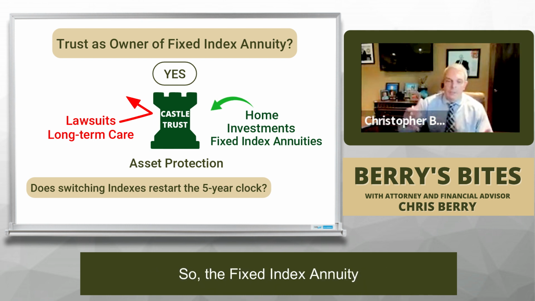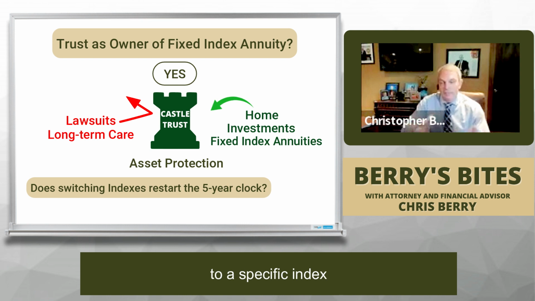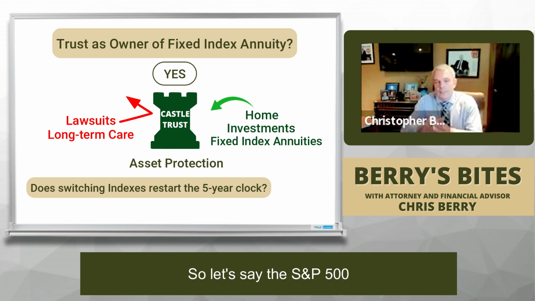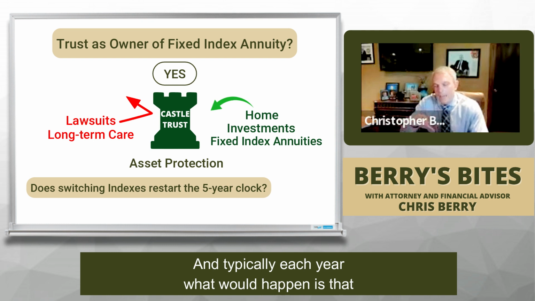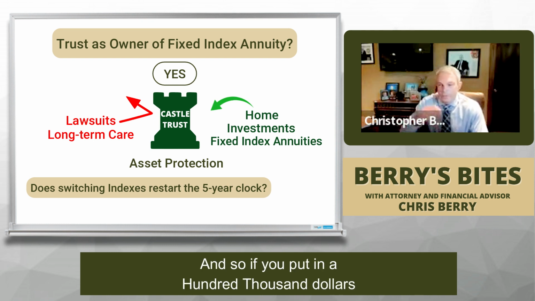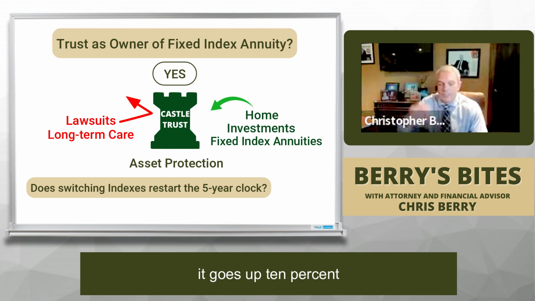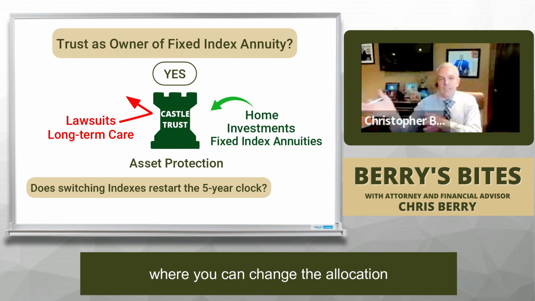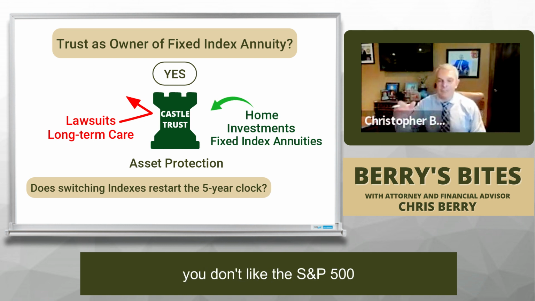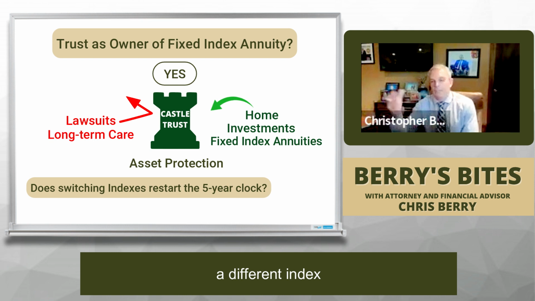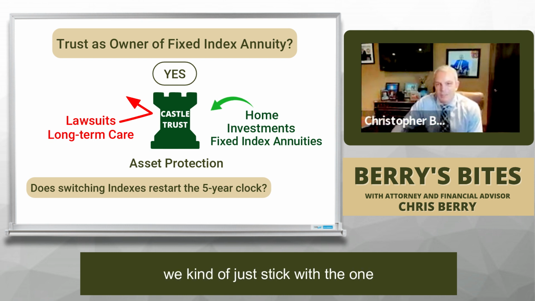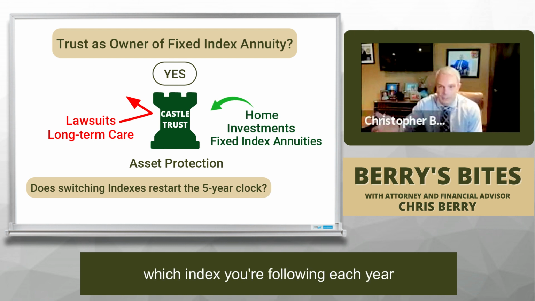If I switch indexes, does that restart the 5-year clock? So the fixed index annuity is typically tied to a specific index or a mix of a couple of indexes. So let's say the S&P 500, and typically each year it'll reset. So if you put in $100,000, it goes up 10%, goes to $110,000. That's your new principal. So if the market goes down, you don't lose any. And each year when it resets, you'll have a window where you can change the allocation. So maybe you decide you don't like the S&P 500 and now you want to follow a different index. You can do that. Typically we don't. We just stick with the initial choice. But you can theoretically change which index you're following each year if you wanted to.